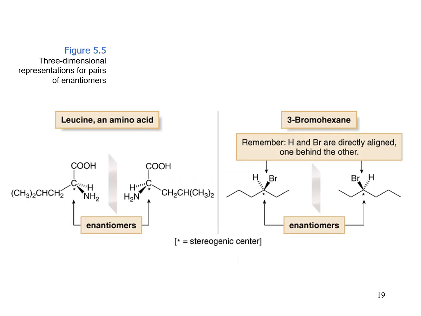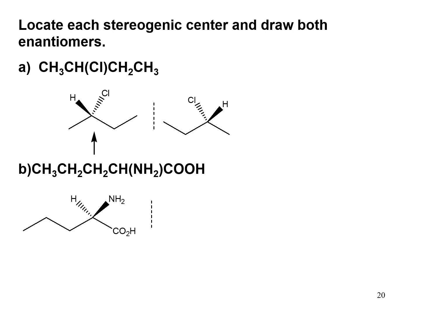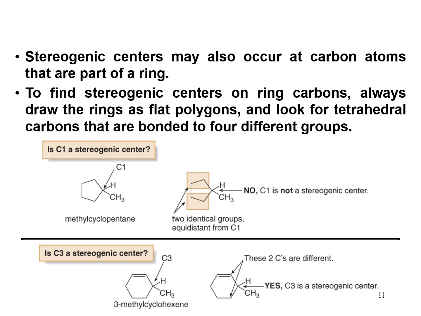You also have to identify by this principle. This one is the amino acid leucine, which has one stereogenic center, and bromohexane also has one stereogenic center. The carbon has 4 different substituents, therefore 2 to the power of 1, it has 2 enantiomers. Locate each stereogenic center and draw both enantiomers. These have only one stereogenic center, therefore this stereogenic center has its own mirror image. These 2 mirror images show the existence of enantiomers. These will also have their own enantiomers.